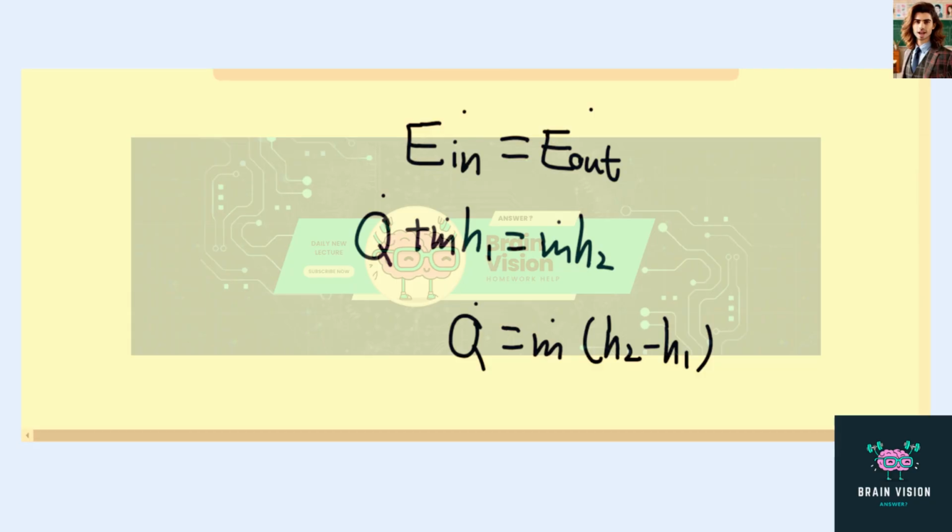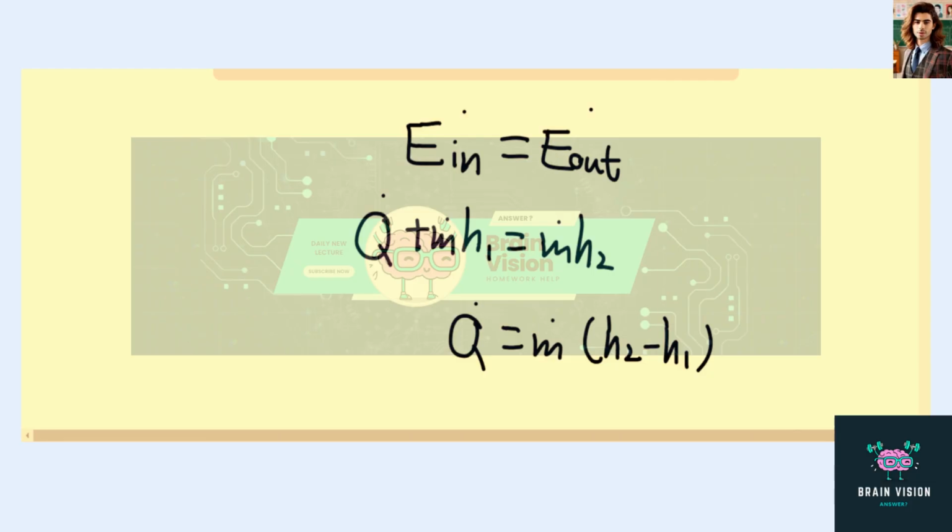So for this question, we can set out the energy balance equation, which is E dot in equal to E dot out. If we expand it, we have Q dot plus m dot h1 is equal to m dot h2. Q dot here is the rate of heat transferred into the air. m dot is the mass flow rate for the air. h1 is the initial enthalpy for the air. And h2 is the final enthalpy for the air.